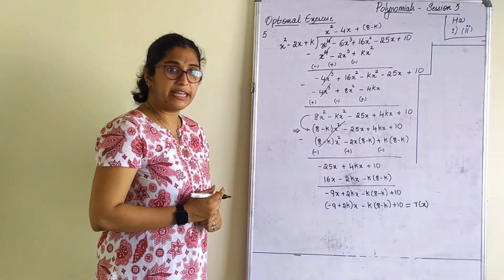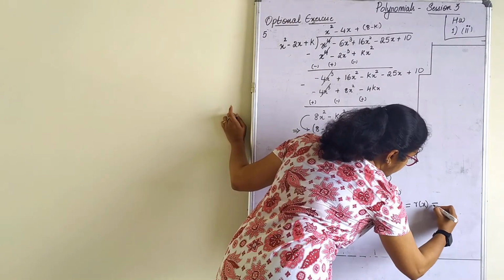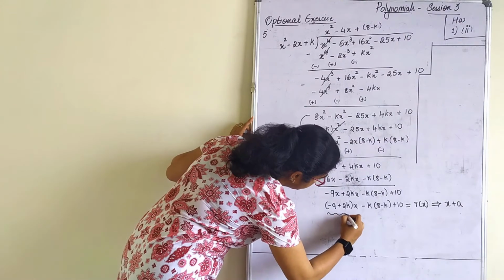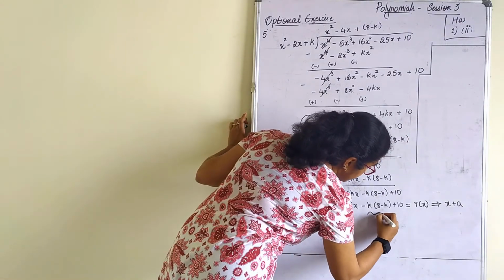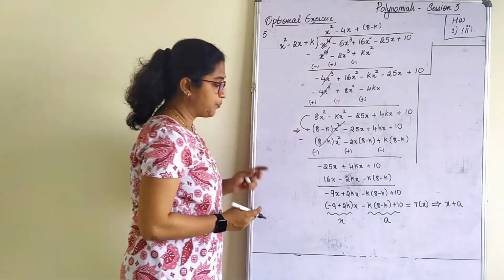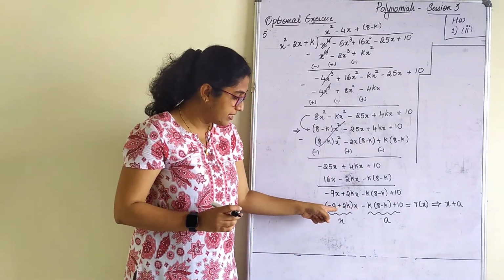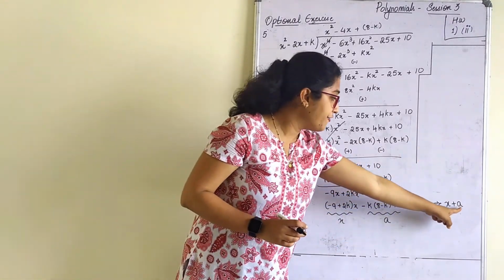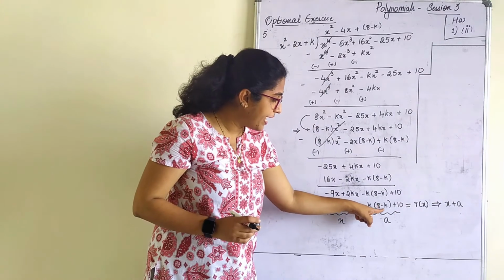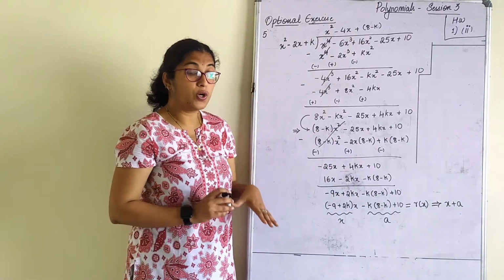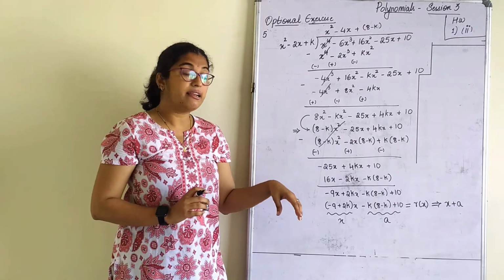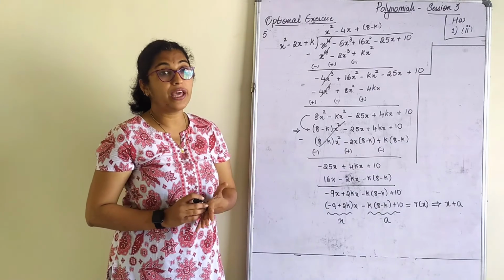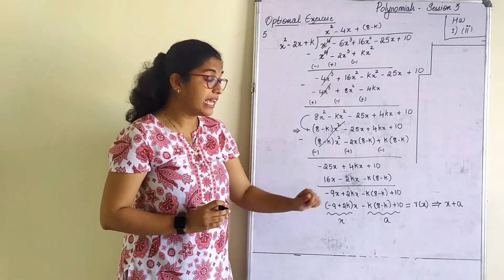Is this of the form x plus a? Yes, this is of the form x plus a. How? Just see here. This is of the form x, and this is of the form a. When we check, the coefficient of x is minus 9 plus 2k, and the coefficient of a is minus k of 8 minus k plus 10. That is what the question had given. You get the remainder in the form x plus a. This is the form we have got, and now we have to find the values of k and a.